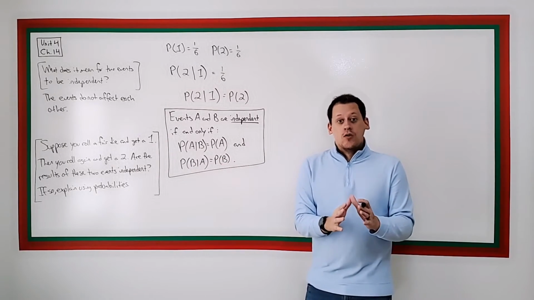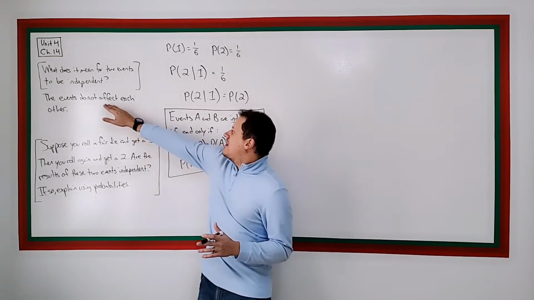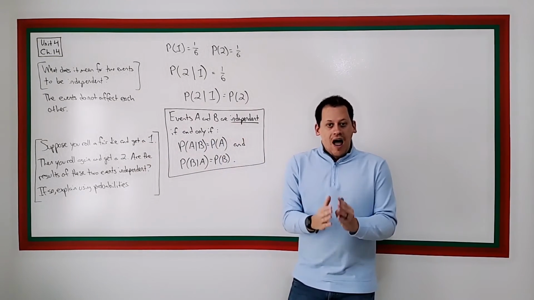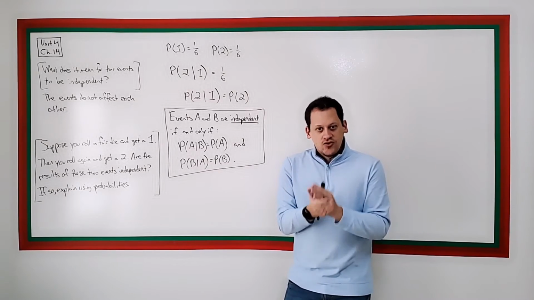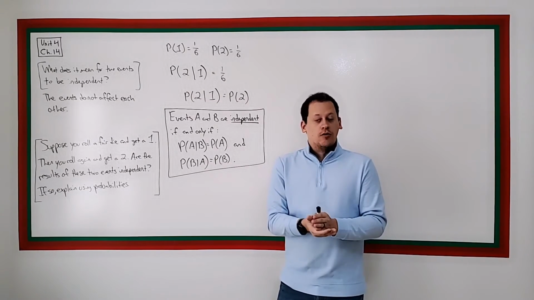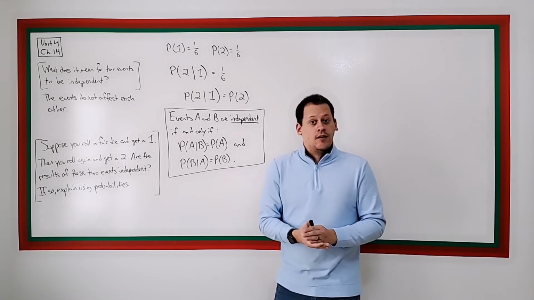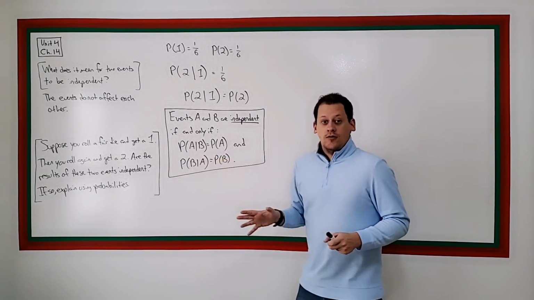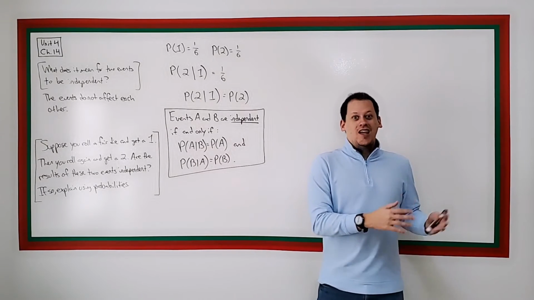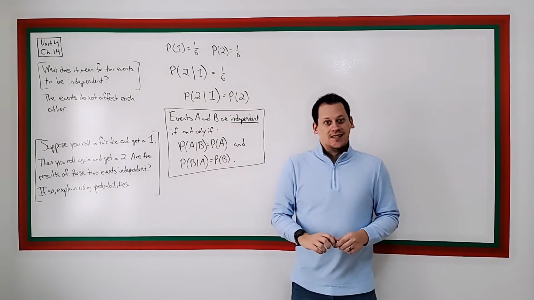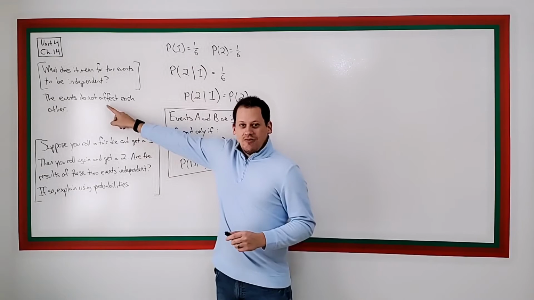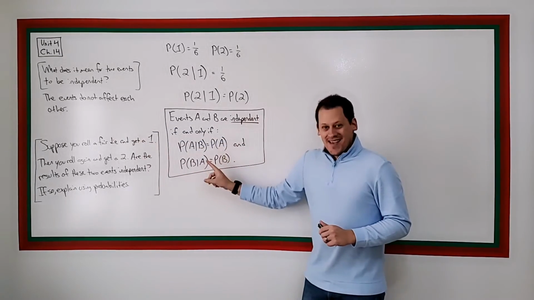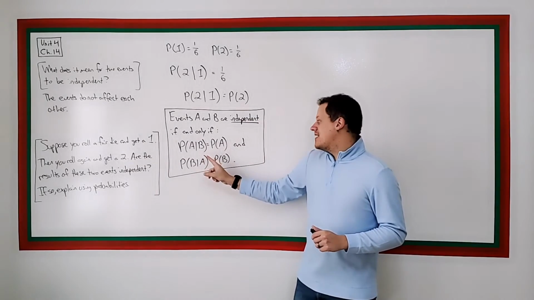So, I want you to notice, we had this kind of idea for independence before, that they don't affect each other. We now have a quantitative, cut and dried rule for determining whether two events are independent. And that's if this is true. So, from now going forward, if you're asked whether two events are independent, don't give an English explanation. That's not what they want. They want this.